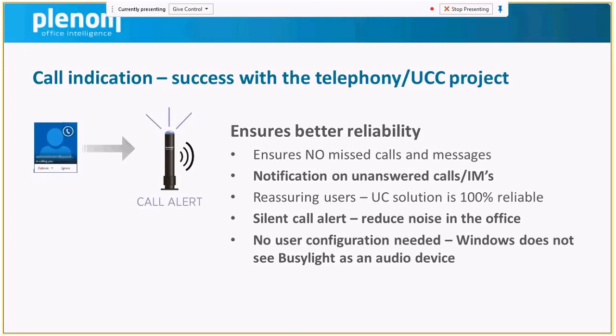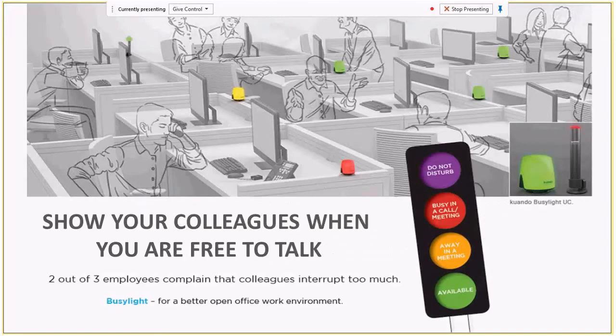The second important feature of the Busylight is, of course, the light. You can basically say that the Busylight can work as a traffic light, because it's a way for you to signal to your surroundings, to your colleagues, whether you are free to talk, free to communicate, or if you're in a do not disturb mode. As this slide says, 2 out of 3 employees actually complain that colleagues interrupt too much. Having a visual presence indication will help a lot, and I will tell you why.